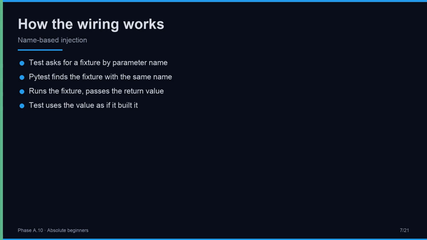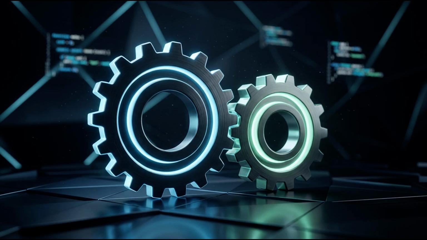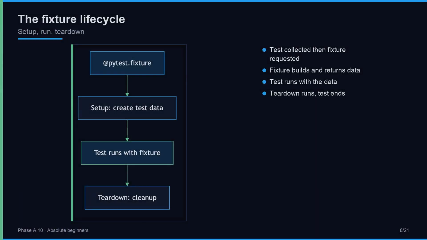How does the wiring actually work? You declare a parameter on your test function, say, sample_user. Pytest looks at the name, hunts for a fixture with that exact name, runs the fixture function, and passes the return value as the argument. Your test never builds the data itself, it just receives it. This keeps the test body short and laser focused on the behavior being checked, not on the scaffolding. Name-based wiring. When setup is shared, tests get shorter and clearer. That is the entire point. Short and clear.